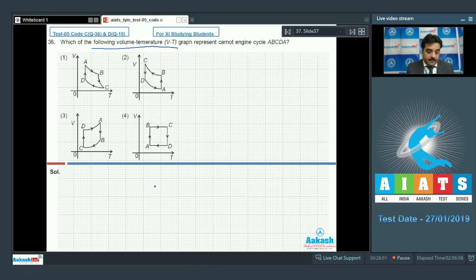So when you observe graph number 1, when you move from A to B, the temperature is not constant. तो ये नहीं हो सकता, इसको reject करो.